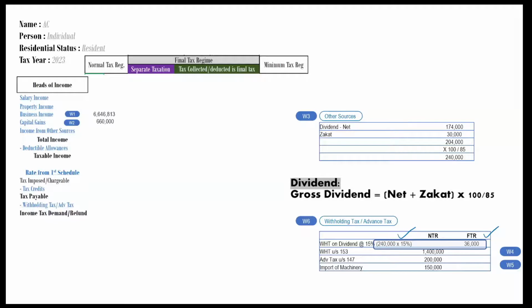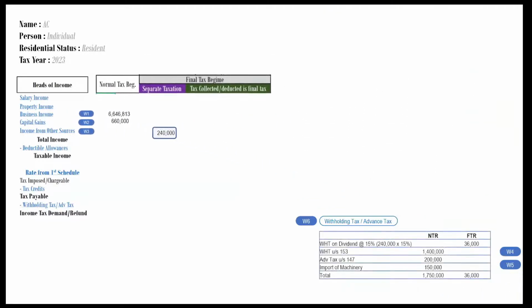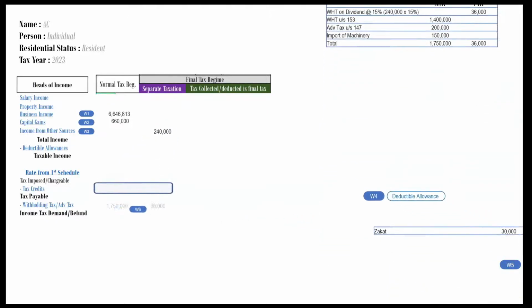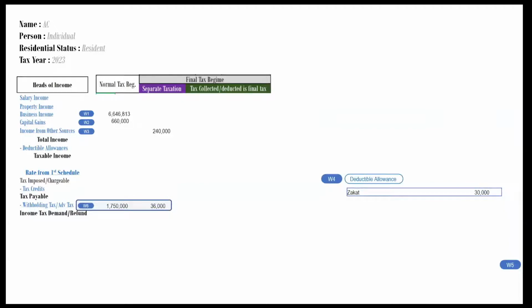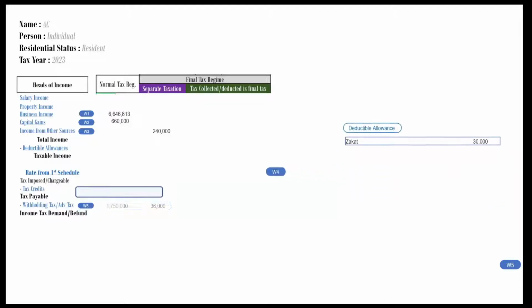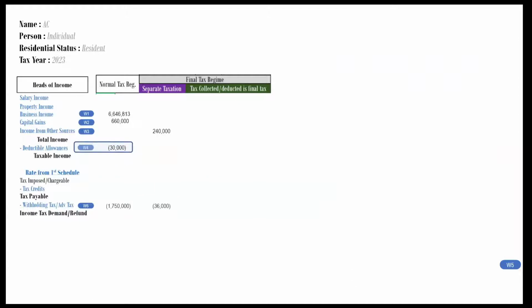Mention gross dividend in main answer format. Mention working reference for convenience of examiner. Mention totals of withholding taxes in main answer format. Mention working reference for convenience of examiner. Working 4 is about deductible allowance of rupees 30,000. Mention it in your main answer format. Mention working reference for convenience of examiner.